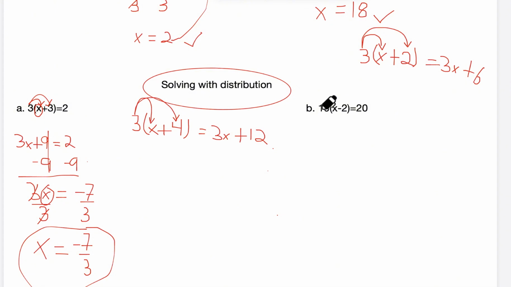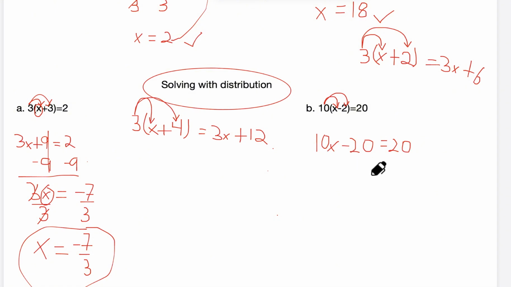Now we can do the same thing over here. Okay, another example. 10 is outside, x minus 2 is inside. I'm going to distribute 10 to the x and 10 to the 2. Okay, the arrow helps me to keep track of it. So 10 times x is 10x minus 10 times 2 is 20 equal 20.